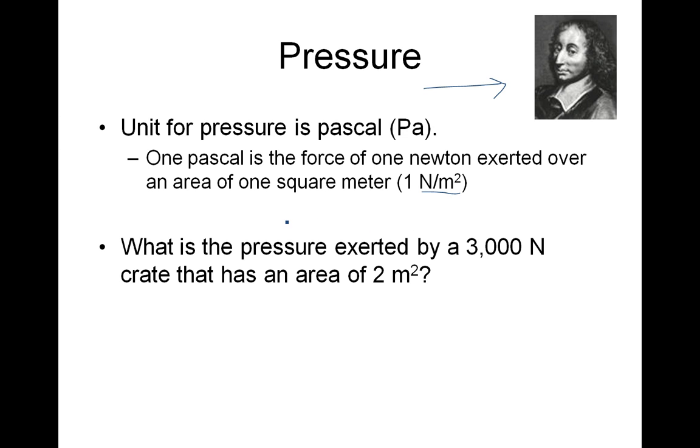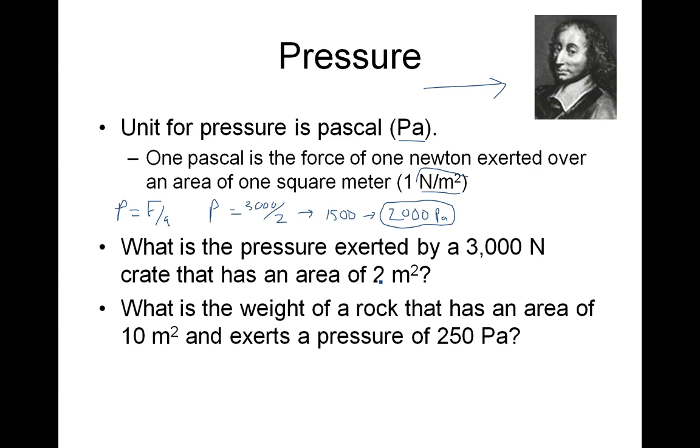Let's do a couple examples. What is the pressure exerted by a 3,000 Newton crate that has an area of 2 meters squared? The formula you know: pressure equals force divided by area. Put in your numbers. So pressure equals 3,000, the force, divided by the area, which was 2. You do the math, you get 1,500, which we should probably round to significant digits. That would round to 2,000. And what is the unit label? Well, we just saw, if you have a Newton over meter squared, it is a Pascal. So 2,000 pascals. It's a fairly simple example.